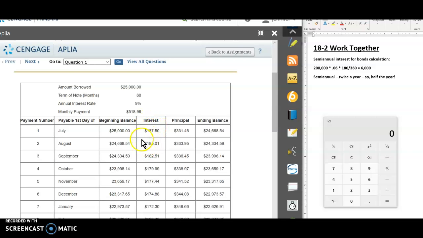So the amount of interest you pay every month goes down, while the amount you're paying toward principal goes up. Okay, so every month you get to subtract a little bit bigger amount until you owe zero. All right, so just a little bit of information about a loan payment schedule.